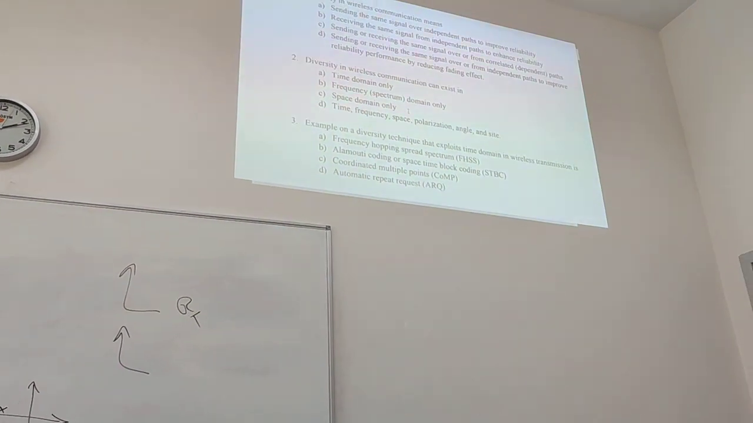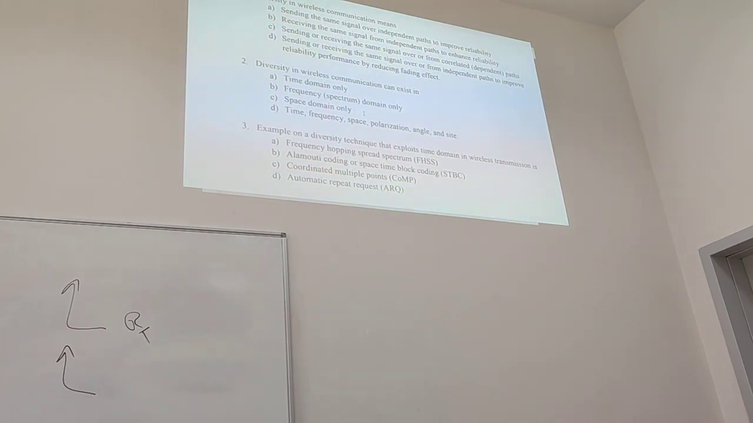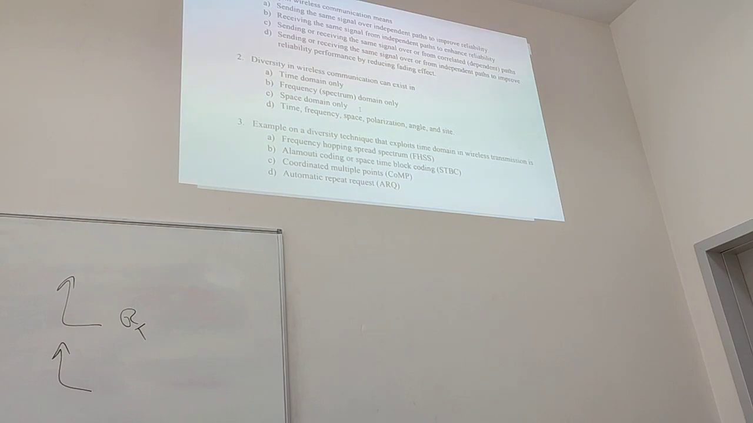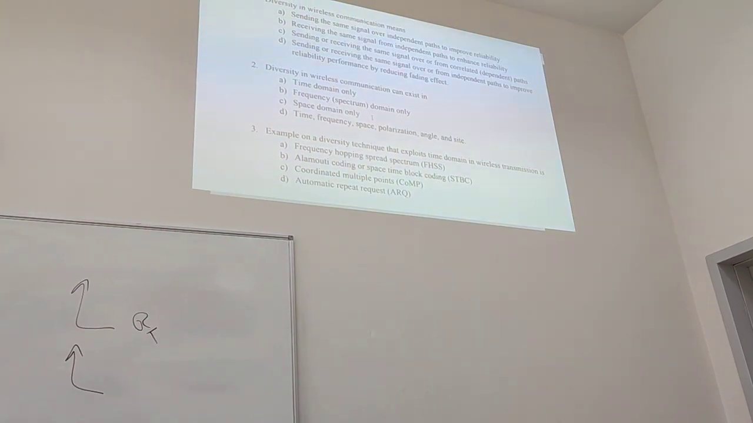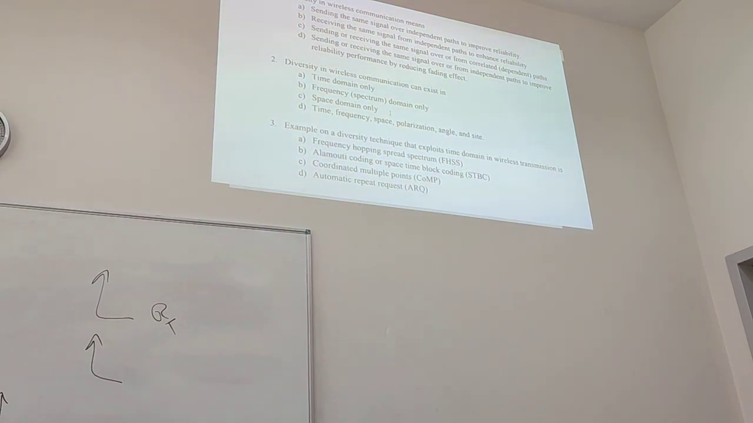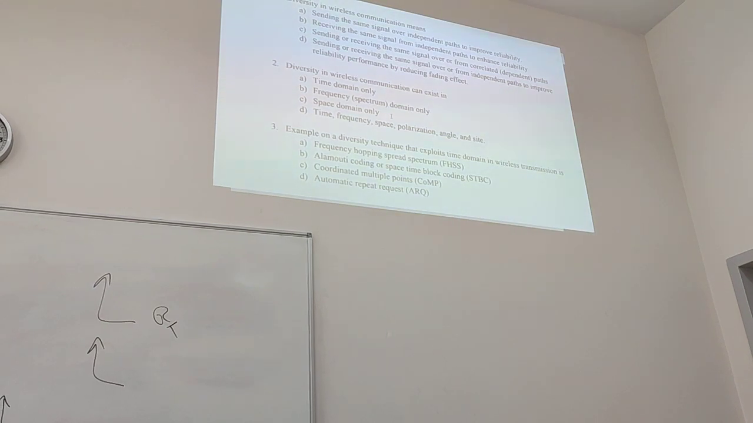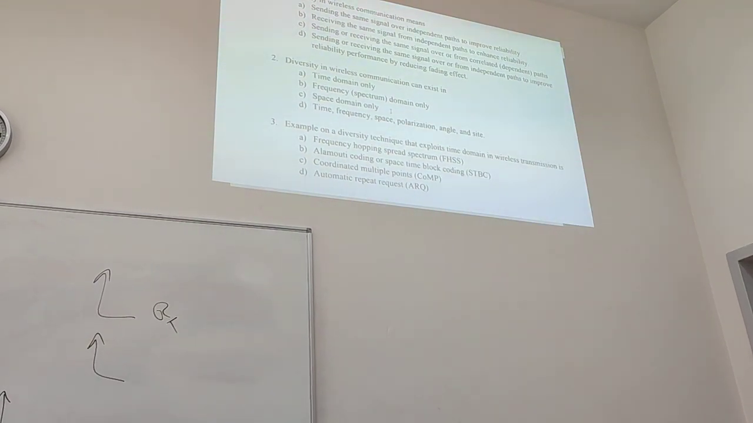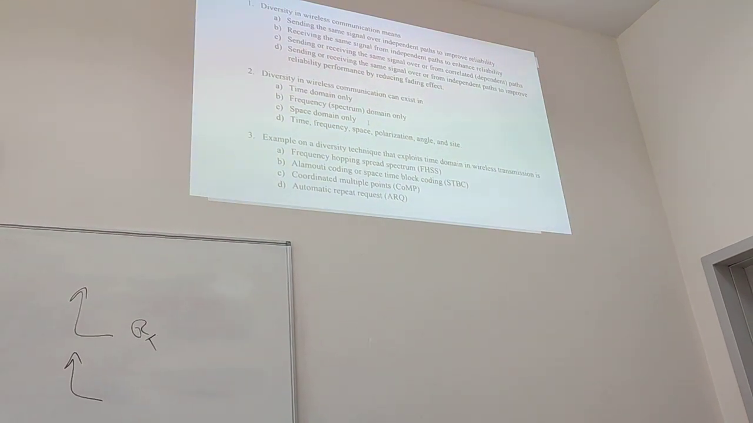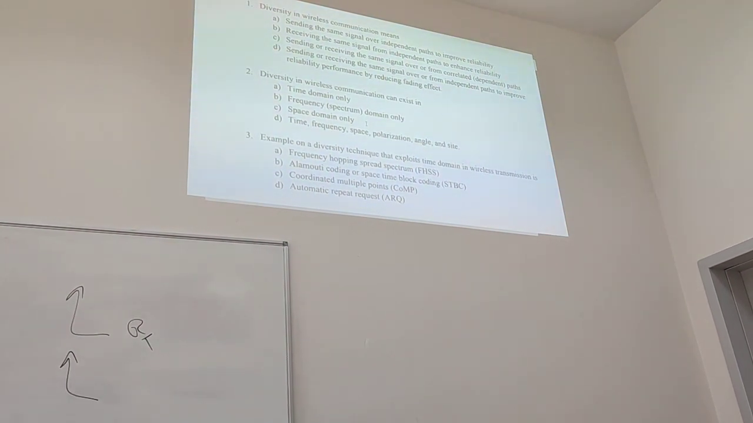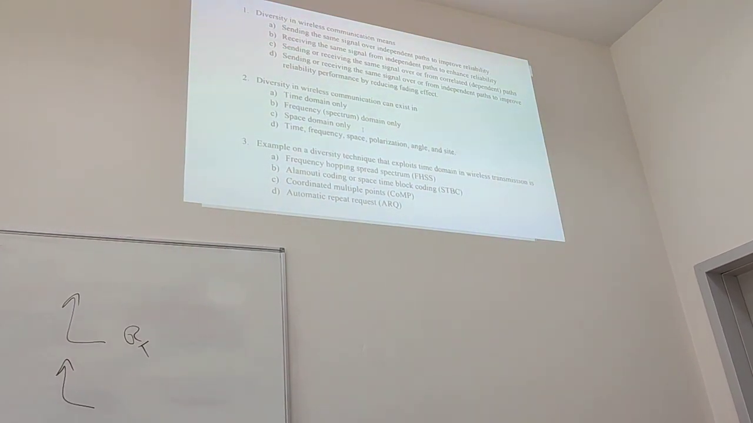Question 3. Give me an example of a diversity technique that exploits the time domain in wireless transmission. Give me a diversity technique that exploits time, not frequency, not space, not site, not polarization, not anything, just time. Which one is true? Is it frequency hopping spread spectrum? You have to know what frequency hopping spread spectrum is. Is it data multi-coding or space-time block coding? Or is it coordinated multiple points?